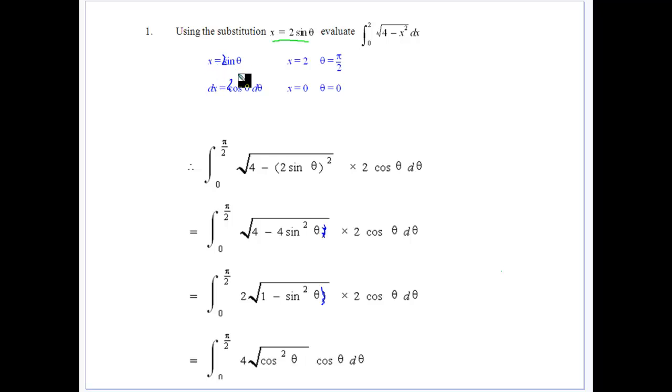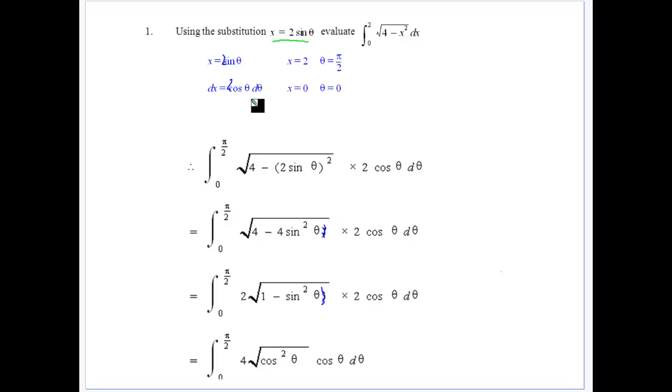So if x is equal to 2 sine theta, dx is 2 cos theta d theta. We change our values because it's a definite integral: 0 to 2 becomes 0 to pi on 2. So we do that substitution in there. So 4 minus 2 sine theta. You see why 2 sine theta was chosen, because we get 4 minus 4 sine squared theta, which the 4 will factorise out. So that gives us 1 minus sine squared theta.